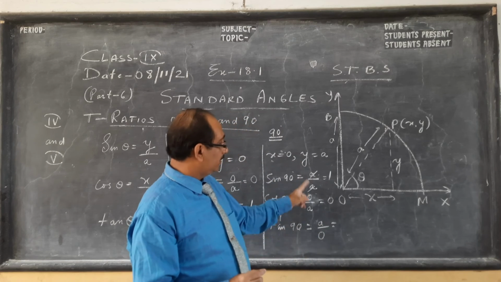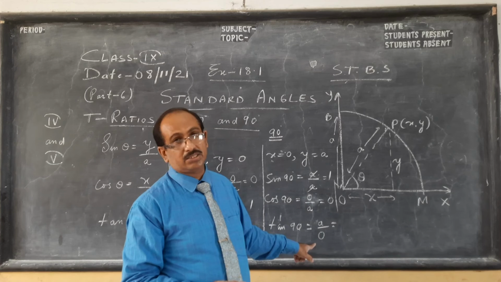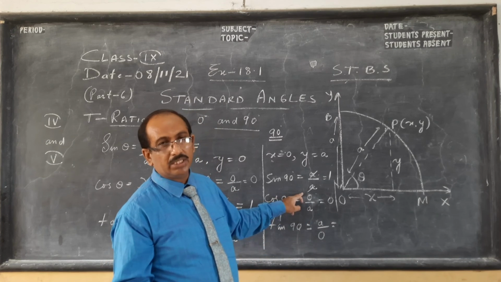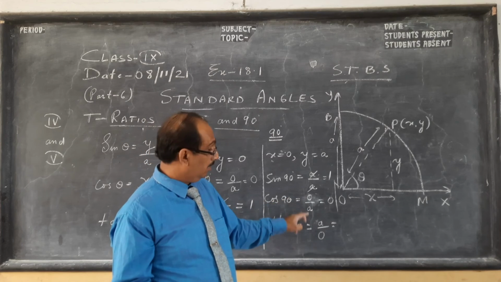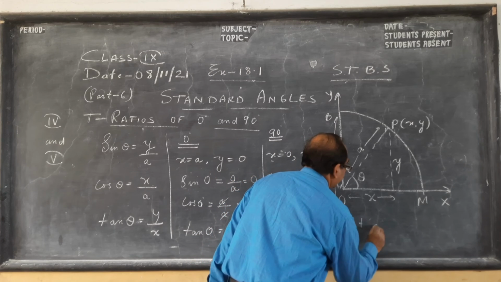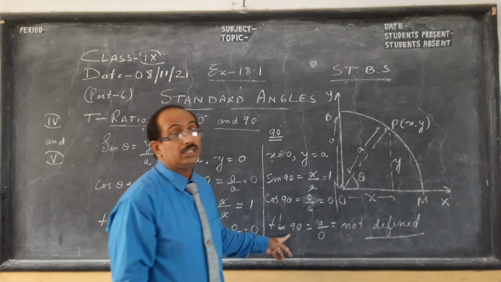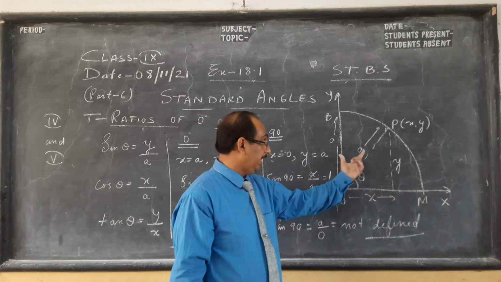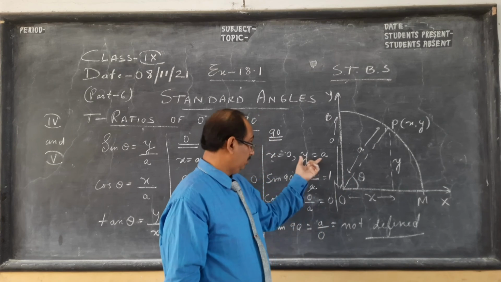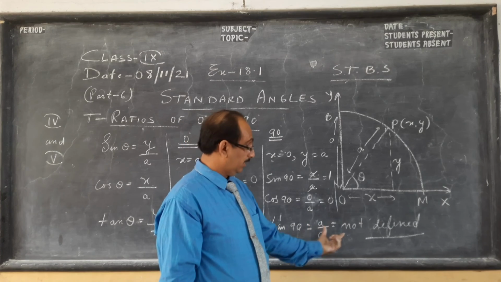Remember one very important thing, 0 by anything is 0, but anything by 0 in maths, you divide something by nothing. When you have nothing, you divide by something, it is 0. Nothing is there, it will be nothing. But when something is divided by nothing, it is called not defined or undefined. Okay, children. So tan 90 is undefined because perpendicular is a, but base is 0. Something by nothing is undefined in math.